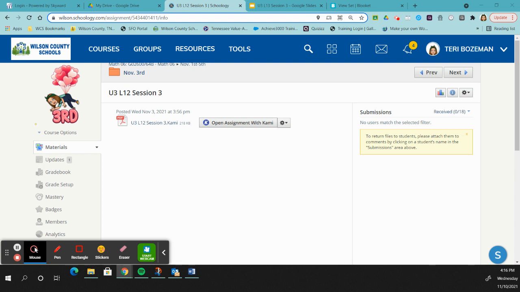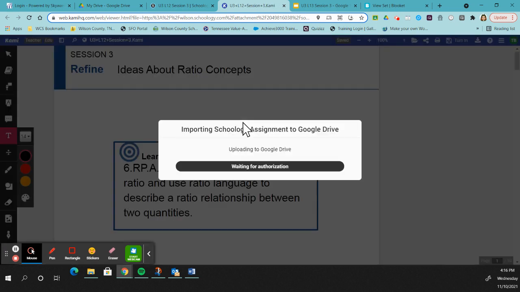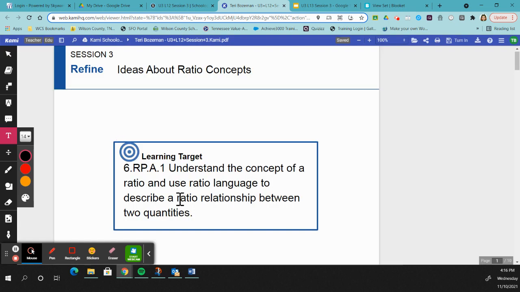Okay, today's math lesson is going to be lesson 12, session 3. It's in your November 3rd folder. We are still talking about ratios and ratio concepts. So we need to understand how to find a ratio and then what to do with those ratios once we found them.